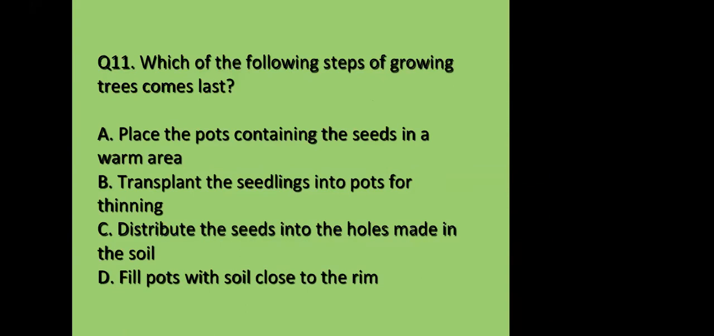Ma'am, is the answer B or D? B. For this question, the answer is B. Transplant the seedlings. Who answered transplantation first? Wait. First, understand the answer, and then you think whether you were first or last. The answer is option B. Transplant the seedlings into pots for thinning.